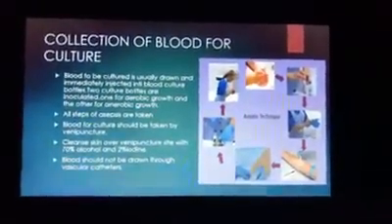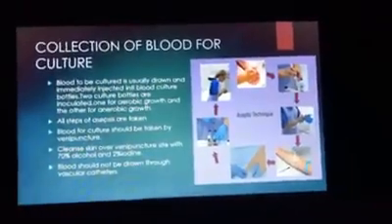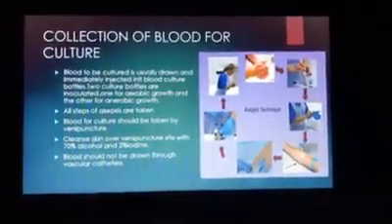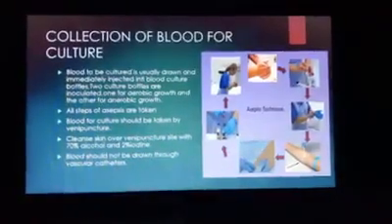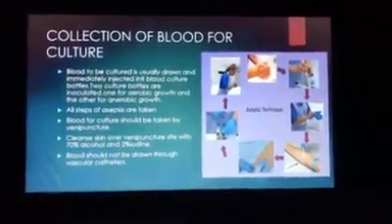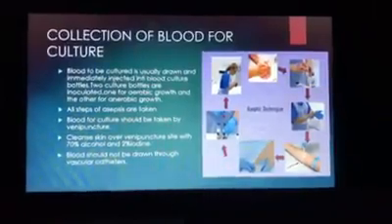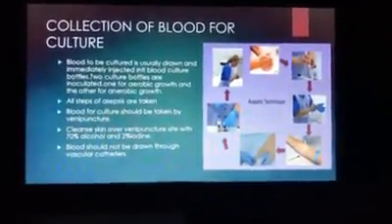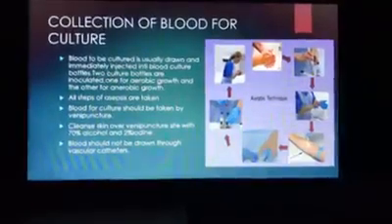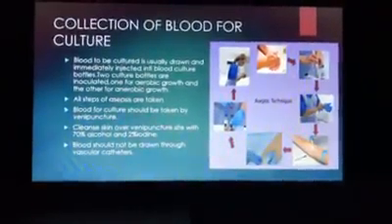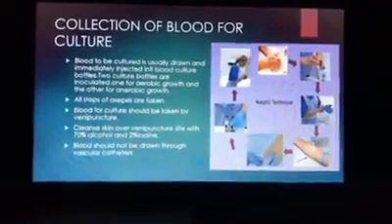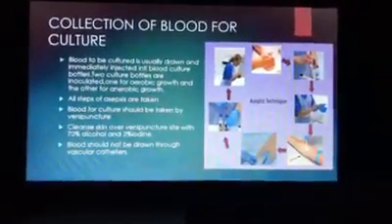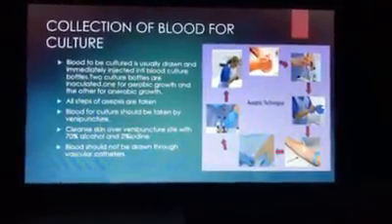The first step in blood culture is the collection of blood. And how do we do that? Blood to be cultured is usually drawn and immediately injected into blood culture bottles. Now, normally we have two blood culture bottles. One is for aerobic growth and the other is for anaerobic growth. So first of all, we should inoculate the aerobic bottle, so that we don't put air into the anaerobic bottle.